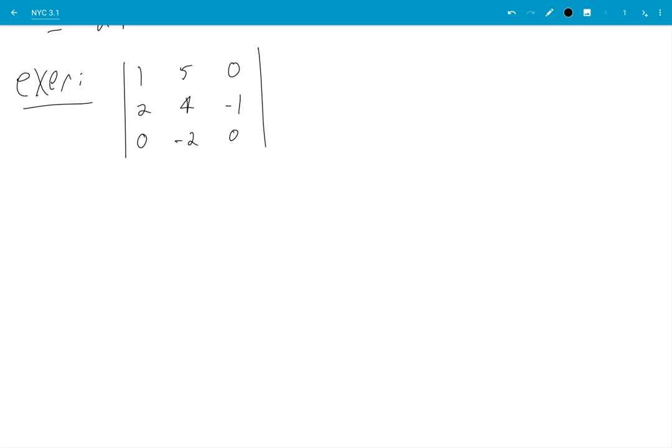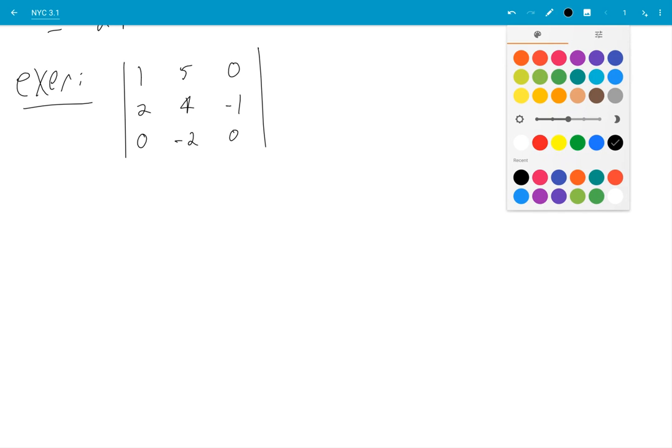Choose a row, does not matter which one. Choose a column. I shouldn't say doesn't matter. I should say there are good choices and then there are better choices. So pause, copy, try. Pause, copy, try.